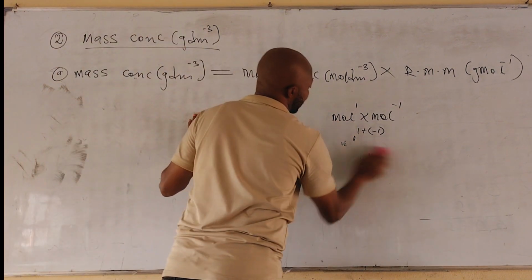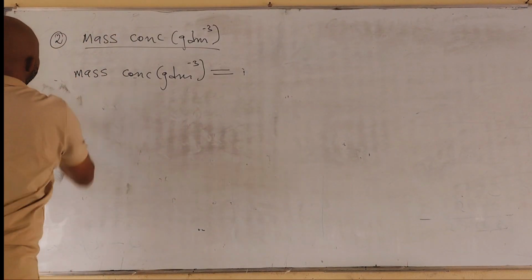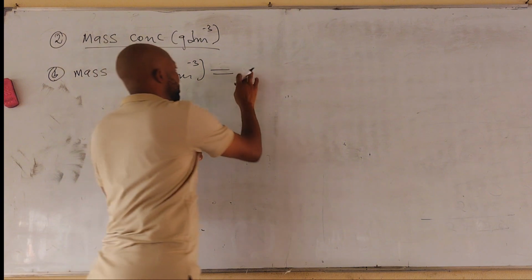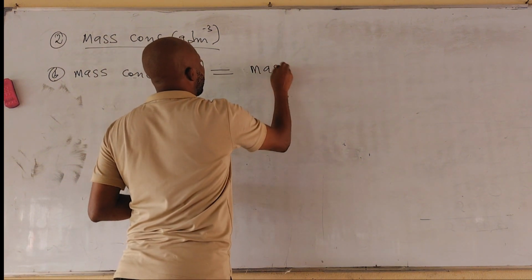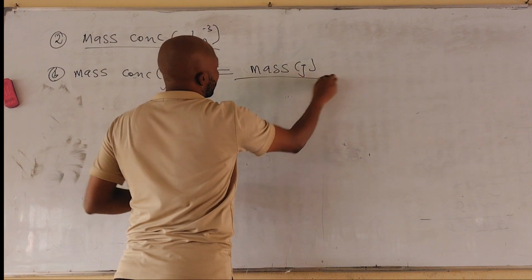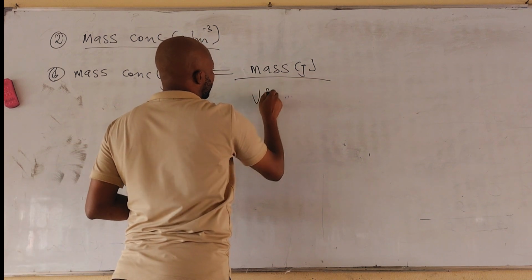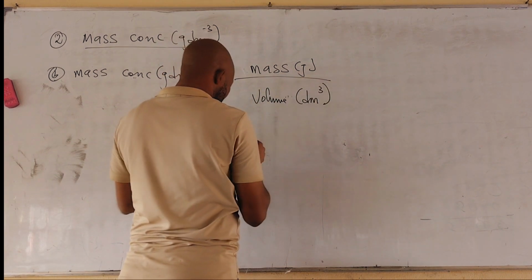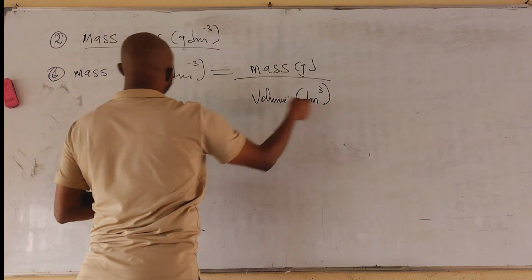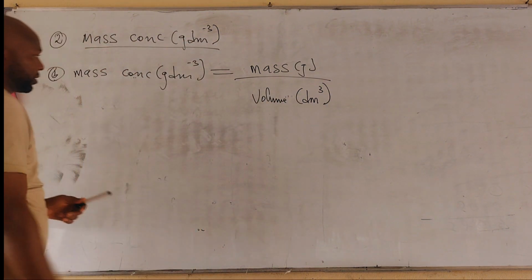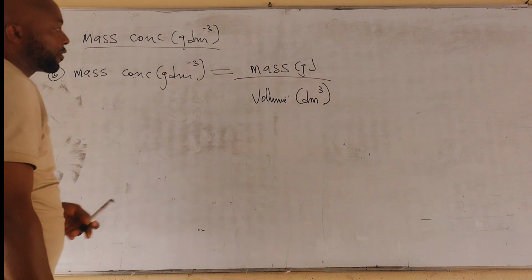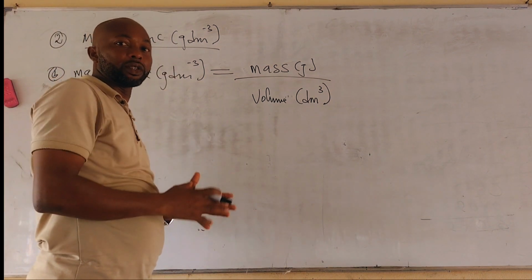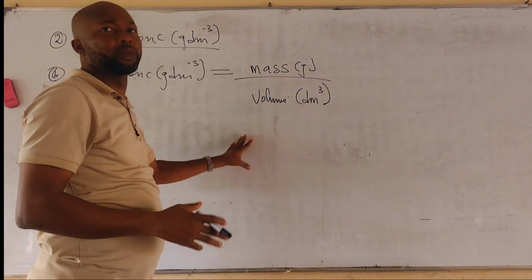Let's look at the second one. Let's look at B. Mass concentration is mass in gram over volume in dm³. So this is g/dm³, which is the unit here. So this is another formula which we can use when we are calculating the mass concentration. So with this, we're going to be fine.